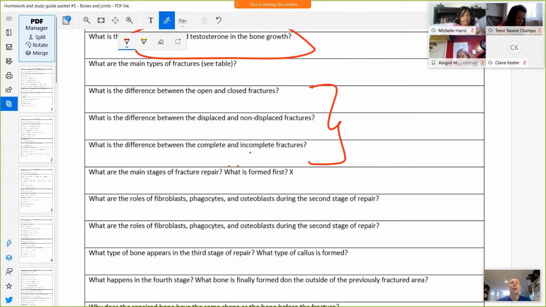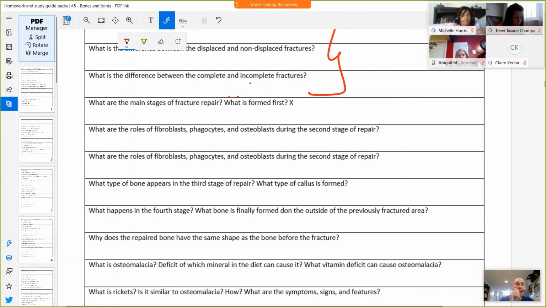Okay, fracture repair. That's kind of messy here. They're like two things repeated. It's just the same question. First stage, hematoma, right?